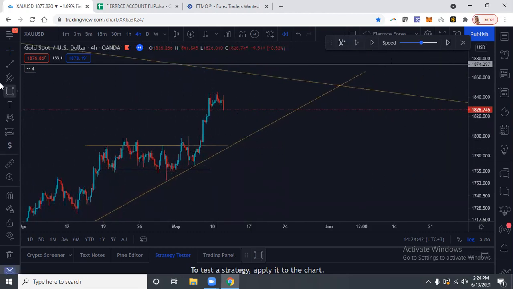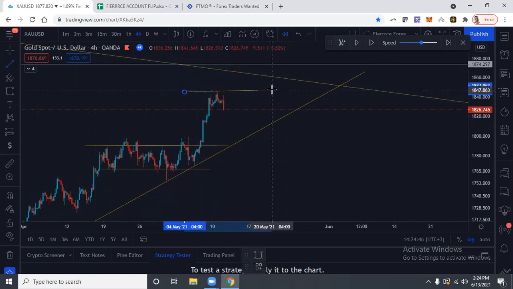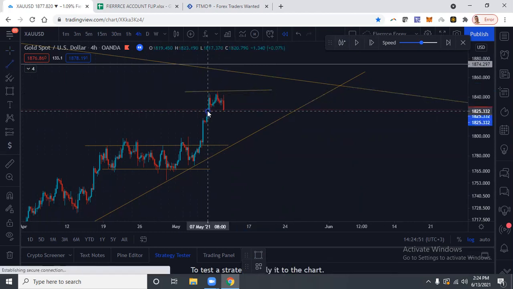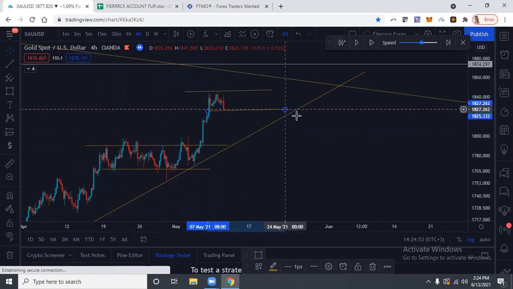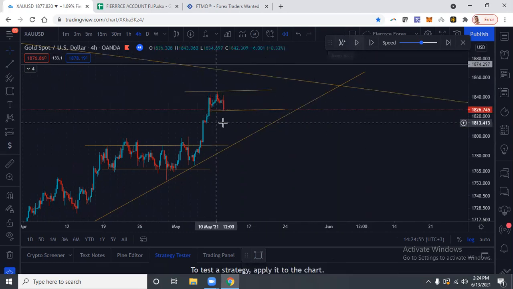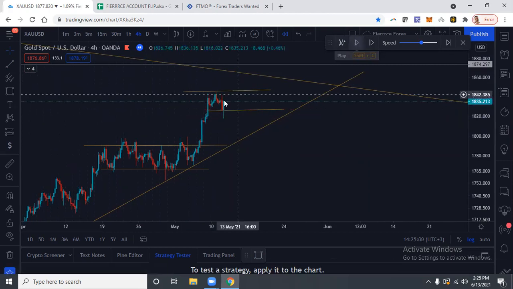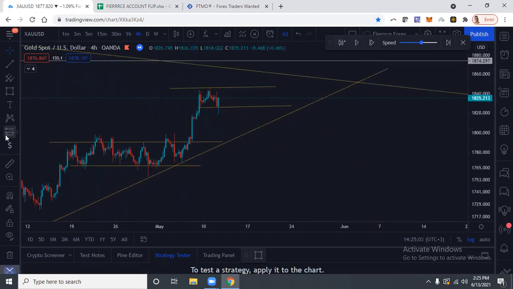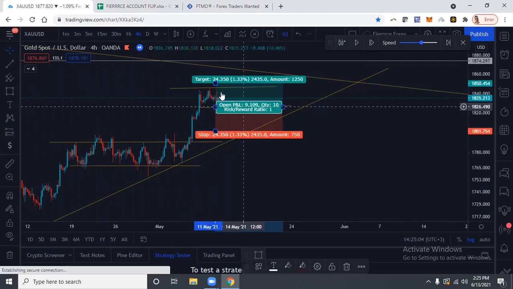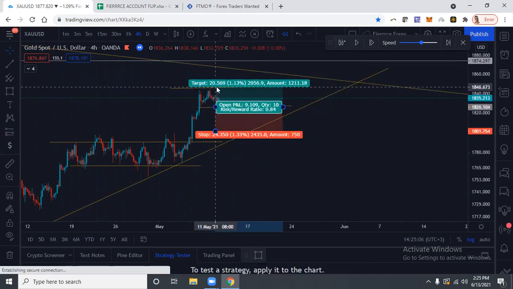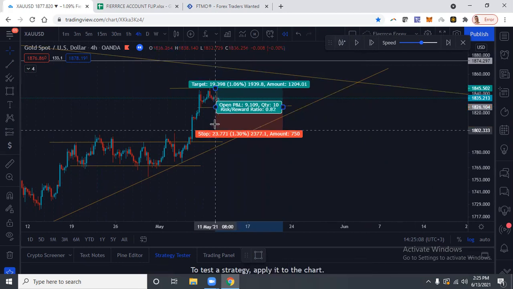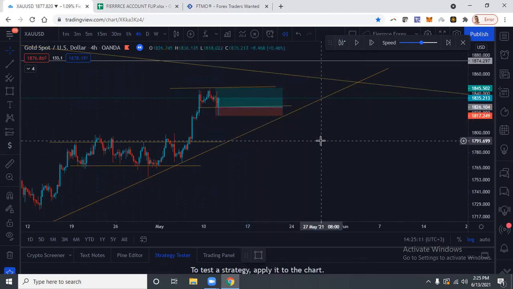Okay, we found another high up here. So this for me would be a buy because it's just rejected that level. I'll take my take profit there and put my stop loss just below there because of the wick.